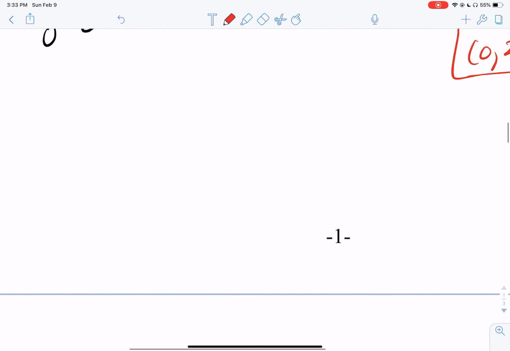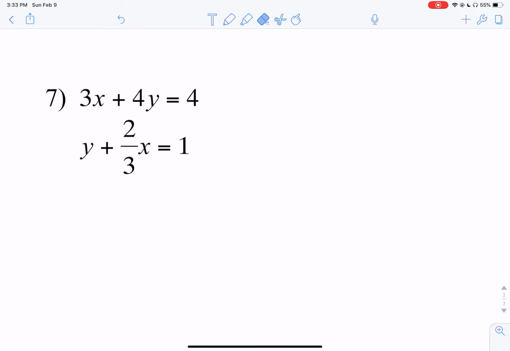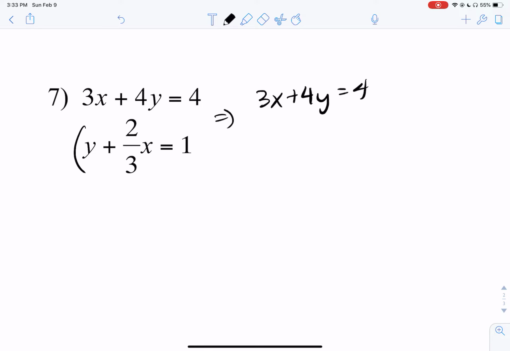All right, moving along to the next one. Okay, so here, the top equation is pretty much set for us, all right? So we have 3x plus 4y is equal to 4. It's the bottom equation where we have a problem because we have a fraction, right? So the first thing we want to do is multiply everything by 3, okay? So if I multiply everything by 3, we end up with 3y plus 2x is equal to 3.